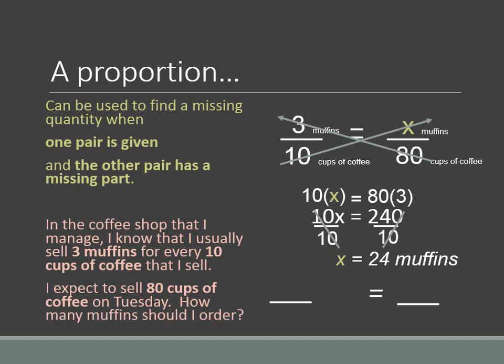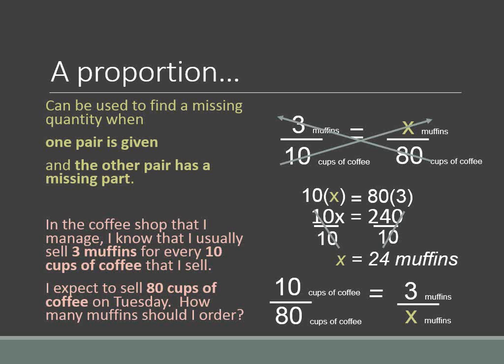So the pair that I see is the pair of cups of coffee. So 10 cups of coffee goes with 80 cups of coffee, and they're both coffee, and that's why they're a pair. And then the corresponding pair would say that there are 3 muffins that I know of, but then that missing part is the x number of muffins. So that's the pair that has a missing part. And so this student is proposing this idea to your class.